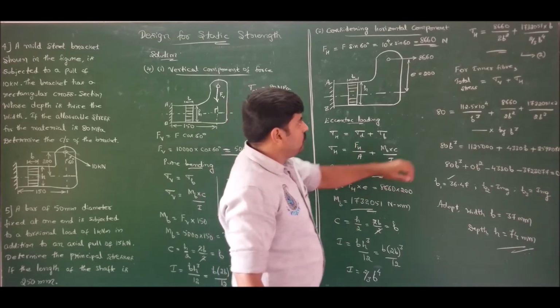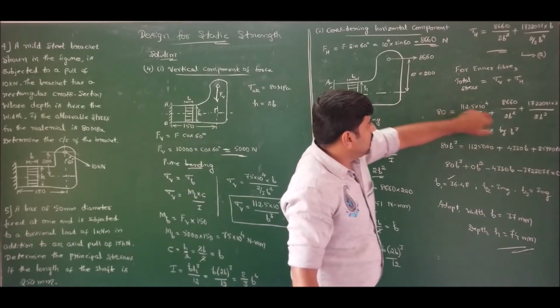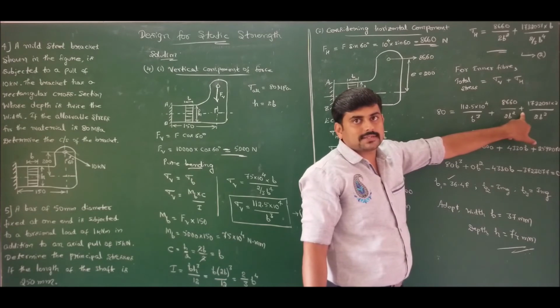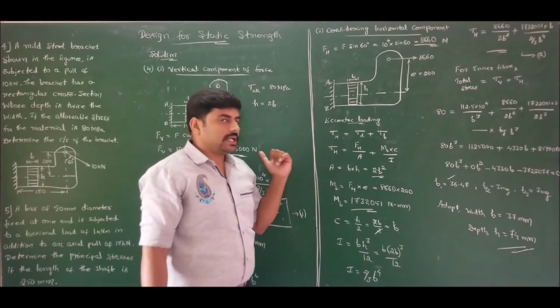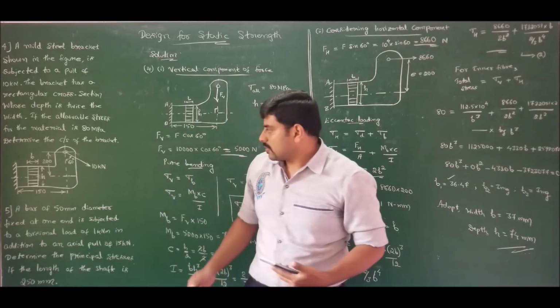So if I solve for point B, then this should be minus, and here this should be minus. Hope the concept is clear. Let me pause this video for a while so that you people can copy it down. Later we will solve problem number 5.